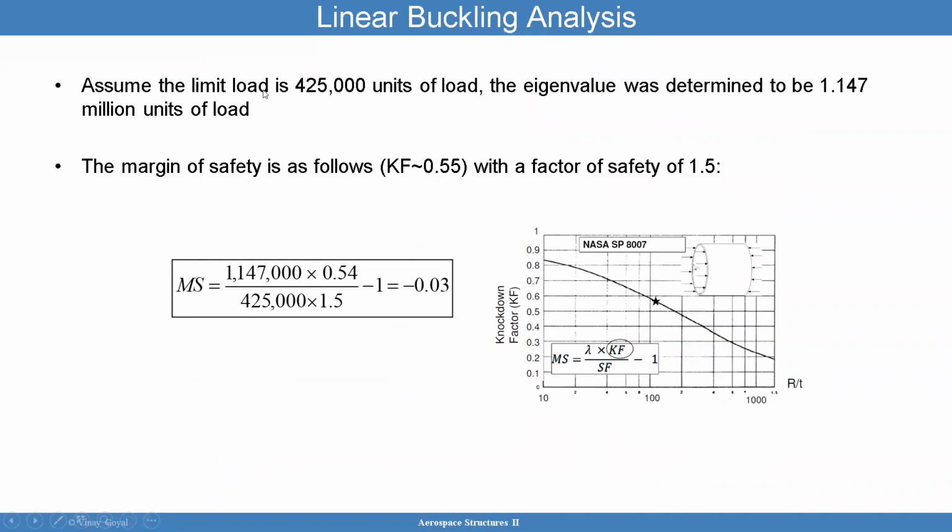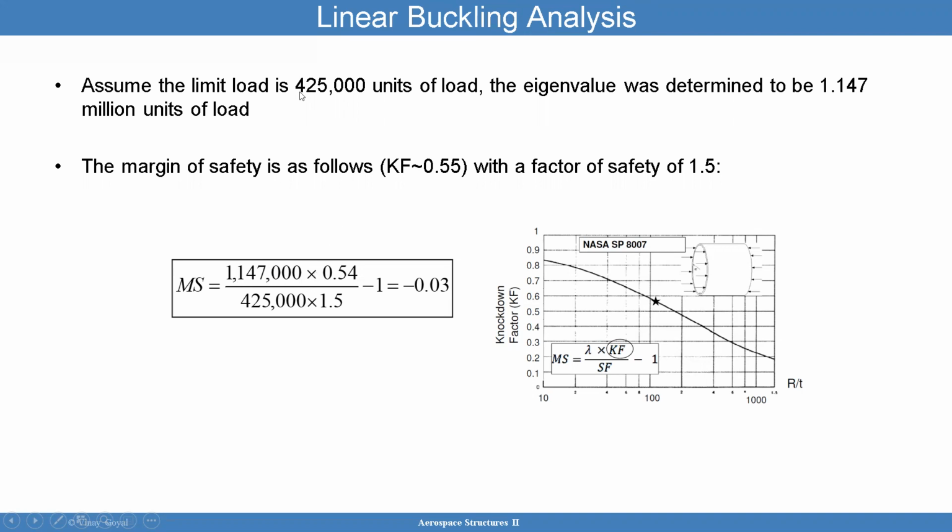In this case, we assume the limit load is 425,000 pounds. When we apply that load, the maximum load, the eigenvalue was determined to be 1.147. So then the buckling load becomes 425,000 times 1.147. That goes in the numerator here. Sorry, it's 1.147 million units of load, right? So that's what that is here, so that's your buckling load, 1.147 million, okay?